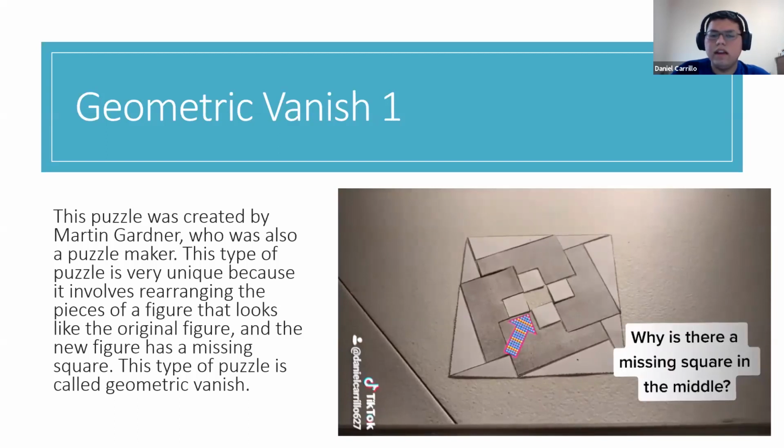All right, so as you saw, by rearranging the pieces of the original puzzle and moving them into a new similar figure compared to the original one, we got a missing piece in the middle. So why is there a missing square in the middle? Because as you saw in the clip, I did not remove any of the pieces. So why is that? This type of puzzle is actually called the geometric vanish.